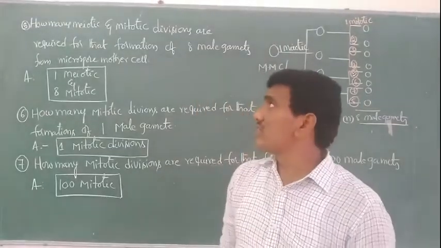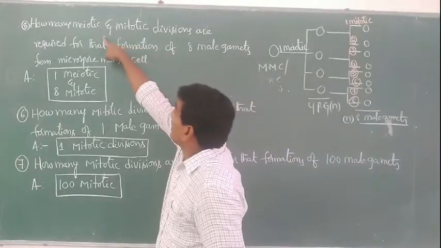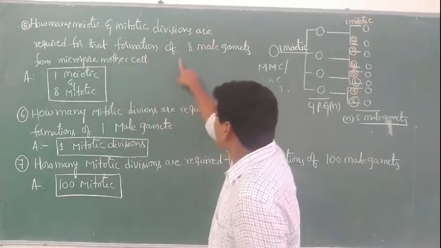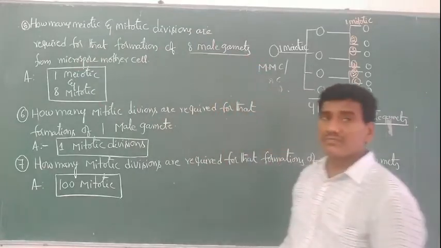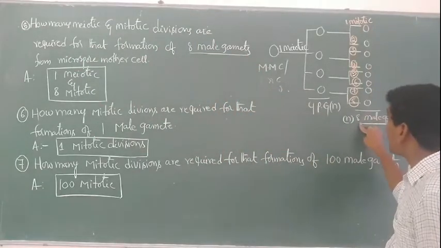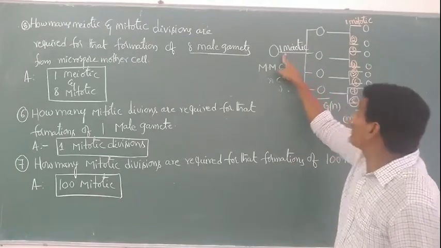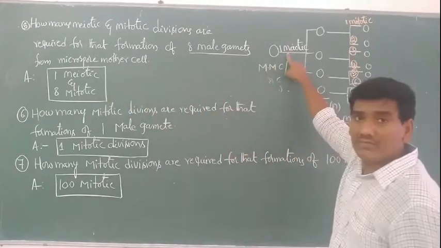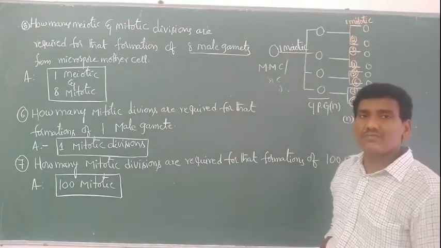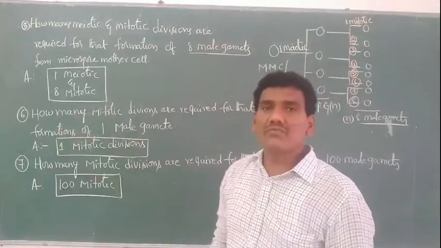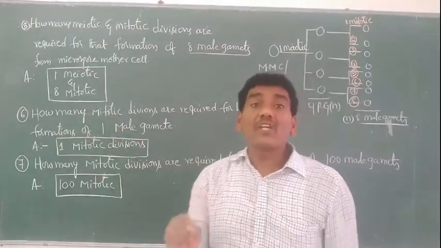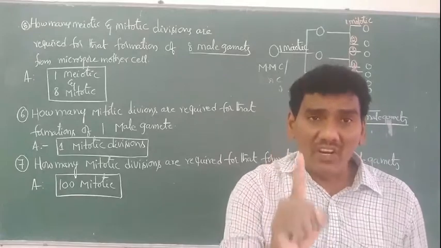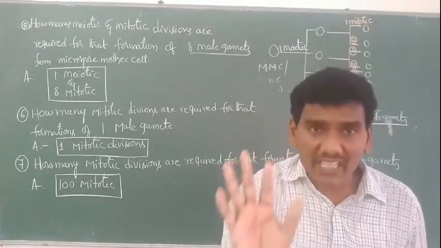The next problem is, how many meiotic and mitotic divisions are required for the formation of 8 male gametes? For the formation of 8 male gametes, 1 meiotic division and 8 mitotic divisions are required. This is the fifth question, and the answer is 1 meiotic division and 8 mitotic divisions.